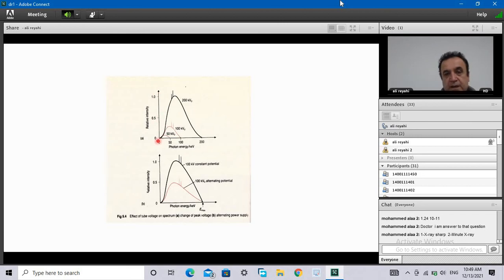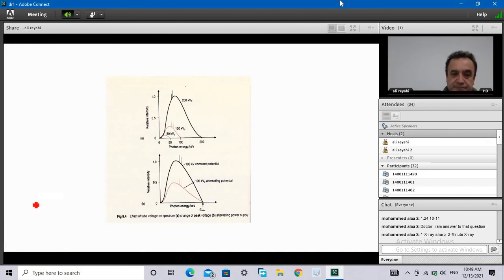It is better I show for you. Here you see another form of a spectrum. If I ask you what is this, you say to me continuous spectrum. You see that here there are some numbers, 200 kVp, 100 kVp, and 50 kVp. kVp is the peak voltage between anode and cathode.